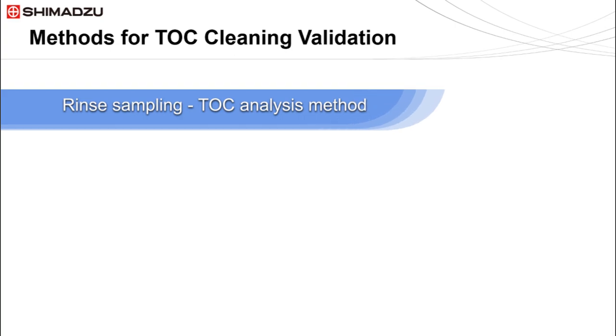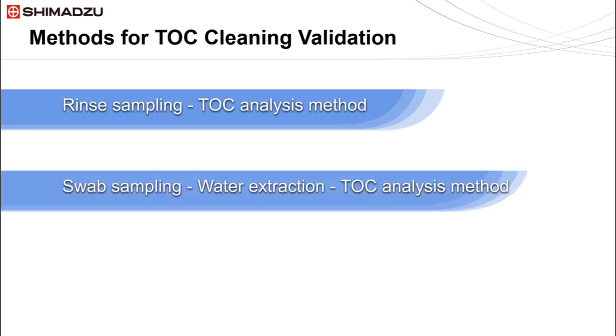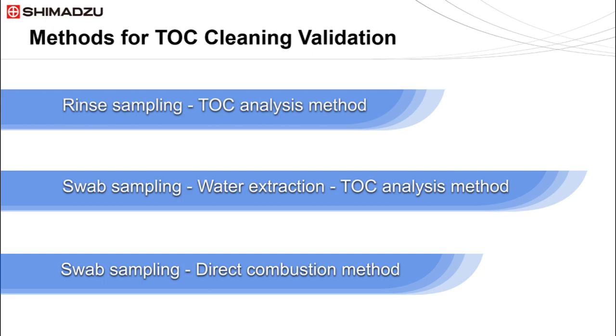Depending on the sampling and measurement method used for cleaning validation using a TOC analyzer, there are three types of methods available. First is the rinse sampling method, where the final rinse is collected and analyzed for TOC. Second would be the swab sampling method with water extraction, where the residue is wiped with a swab material and the deposit is extracted with water for analysis using a TOC analyzer. Lastly, there is the swab sampling with direct combustion method, where the residue is wiped with a swab, which is directly measured using the solid sample module, or SSM-5000A. We will focus on the last method in this video.